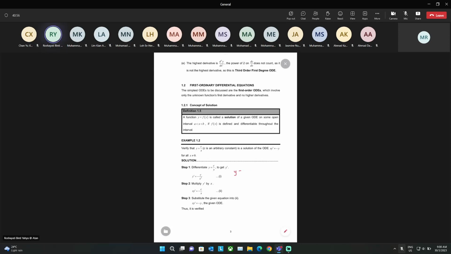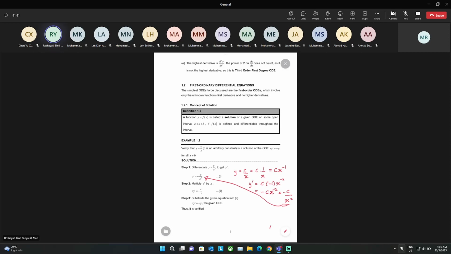You have y equal to C over x. It is actually C dot 1 over x, also the same as Cx to the power of negative 1. So y prime equal to C times negative 1 x to the power of negative 2. So this becomes negative C x to the power of negative 2, negative C over x to the power of 2. So that's why you get the answer. I hope you still remember how to differentiate an equation.